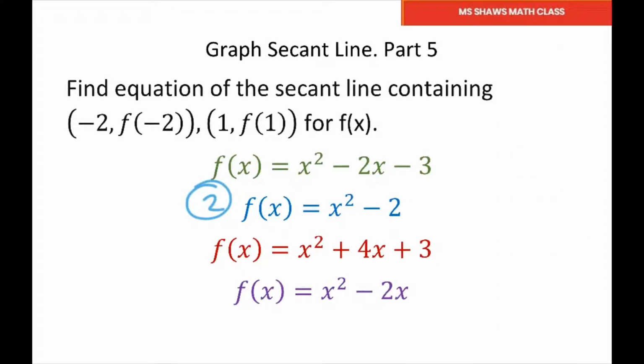Everyone, we're going to graph the secant line and find the equation of the secant line. We're also going to graph our f of x. This is the problem we're doing, and we're finding the line from -2 to 1. And we're also going to have to find our y value to find the average rate of change.